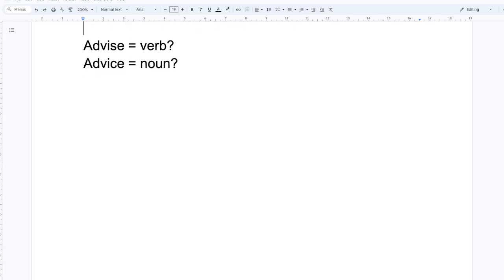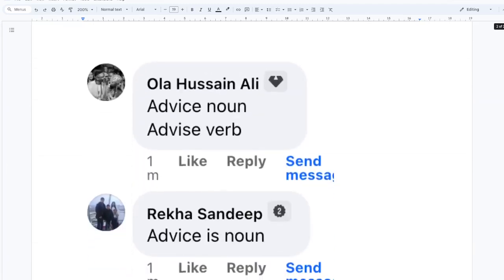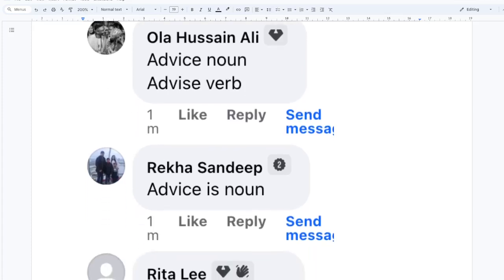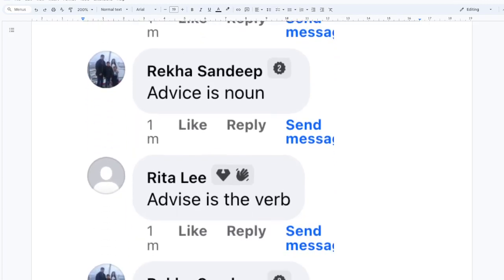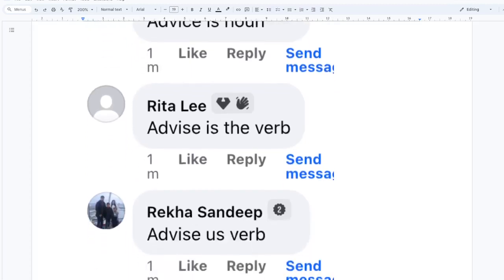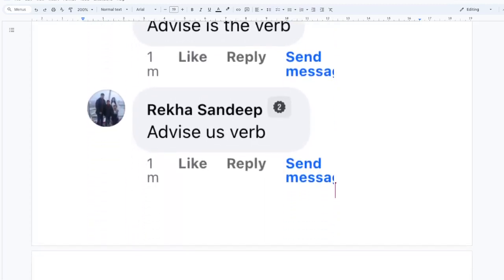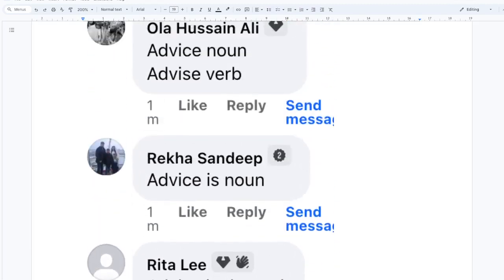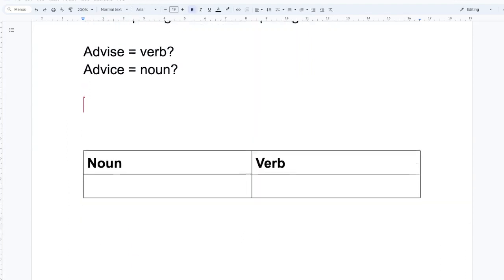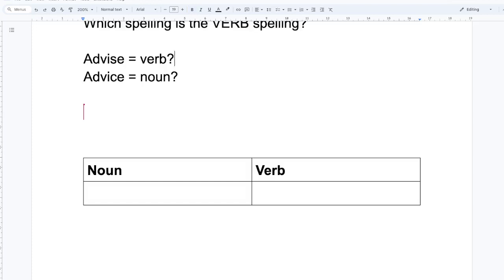There's always a slight delay on Facebook, but basically, I prefer it like this because it's real, it's live, it's interactive. Okay, so Ola, she's saying advice is the noun and advise, the S, is the verb. Rika is saying that the CE is the noun. And Rita is saying the same. It seems like everyone is saying the same thing, and that makes me very happy, because you guys are right.